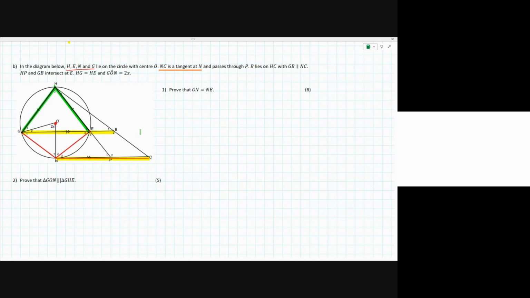First question says, prove that GN is equal to NE. So let's just find that and see what we're talking about. So GN, which is this line over here, is equal to NE. So this line over here. Now, guys, the way for us to prove that line segments, i.e. chords in a circle, are equal to each other is to show that the angles opposite them are equal. So if I can prove that G1 is equal to E2, then I've got sides opposite equal angles, and so they would be equal.